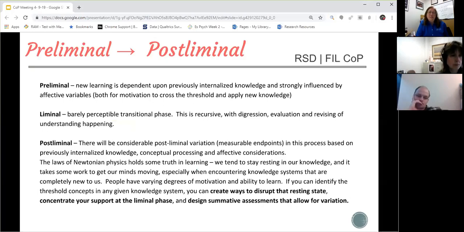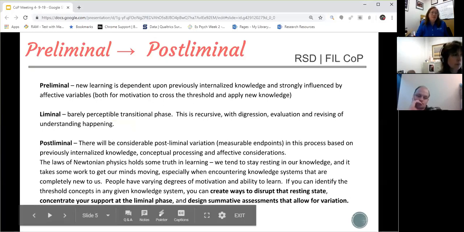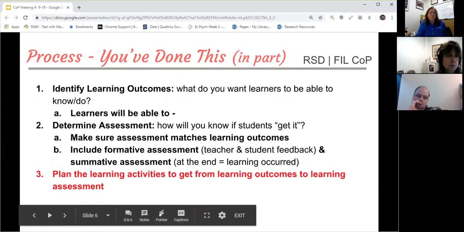And then the post-liminal phase is where they've crossed the threshold and they can no longer go back to their old ways of thinking. So that's a brief overview of what we've been talking about for a couple of months.